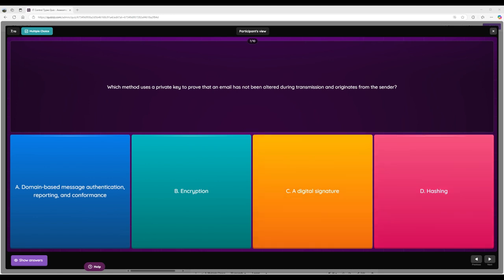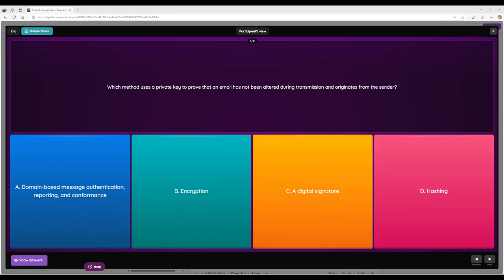Digital signature is the right answer. Why? Because this one doesn't deal with encryption. Domain-based message authentication, reporting, and conformance, I don't even know what it does, right? And this is not hashing.